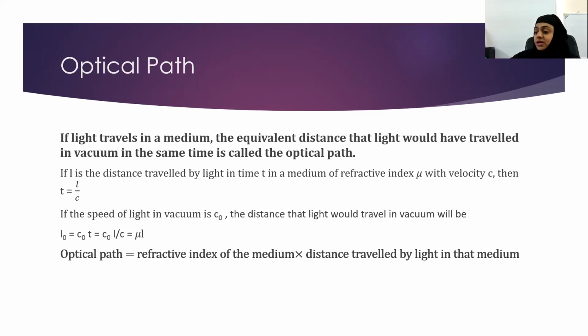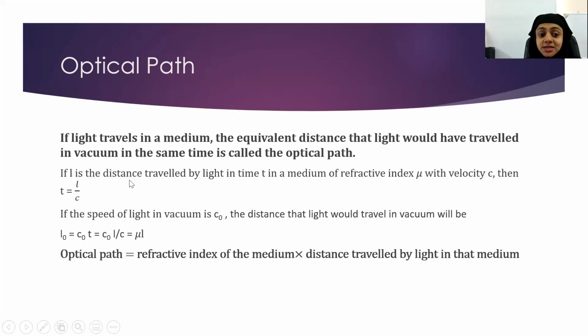So whatever medium the light is traveling, it will have a lesser velocity in that medium. So the distance traveled by light in that medium will be smaller. But with the same velocity, if light is traveling in vacuum, it would have traveled a longer distance, right? That is called the optical path. Now, how can we find the optical path? That we are going to learn here.